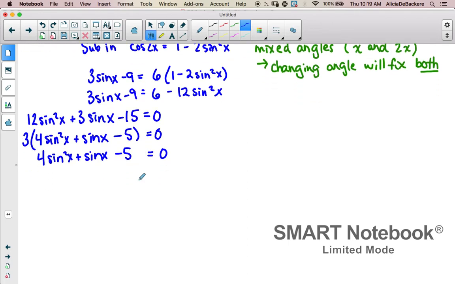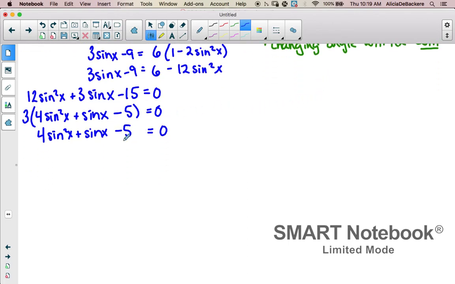So now I've got a quadratic. I'm going to try to factor it. It's a complex trinomial, so I need to ask myself what multiplies to 4 times negative 5, so negative 20, and what adds to the middle coefficient, which is a plus 1. And so I go through all my combinations, and I see that negative 4 and positive 5 are going to pass both of these tests. So I'm going to use them to decompose the middle term.